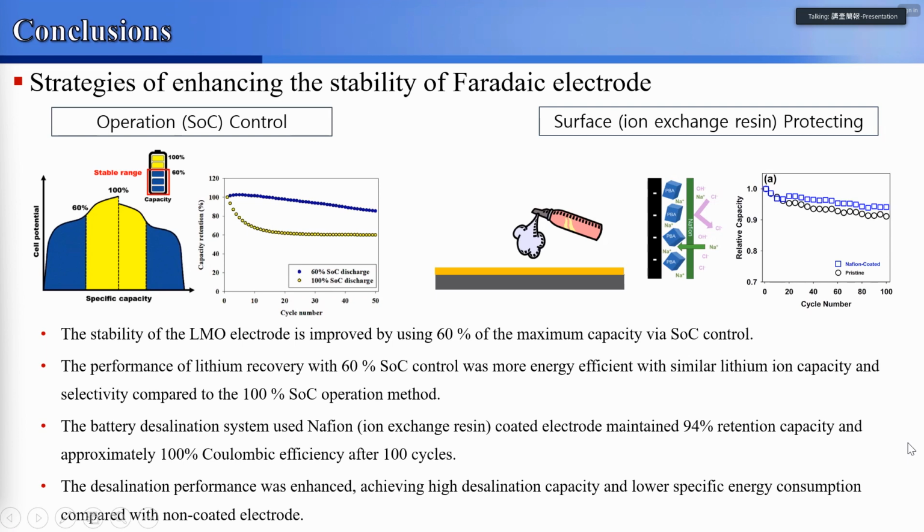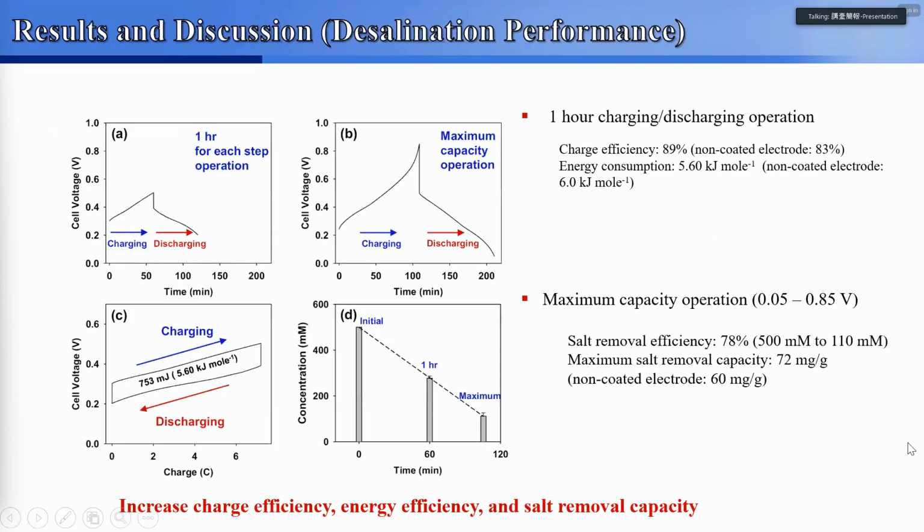I think the increase of the capacity is caused by the increase of the charge efficiency by reducing side reactions. I'm not sure about the selectivity, but it is possible, and I think it should be checked. Yeah.